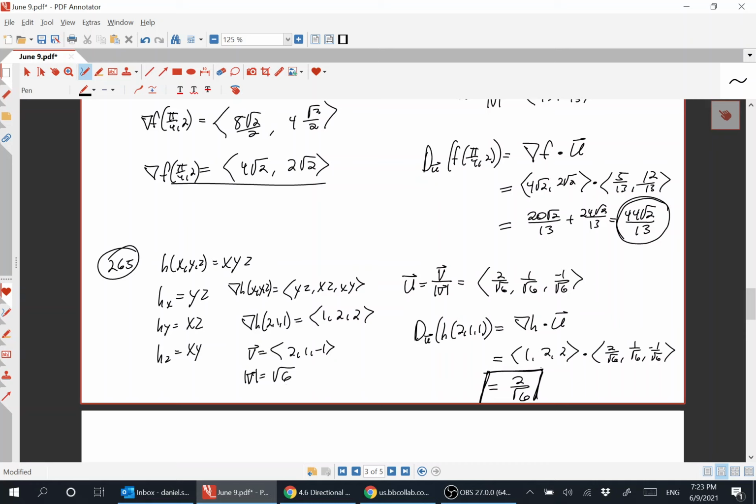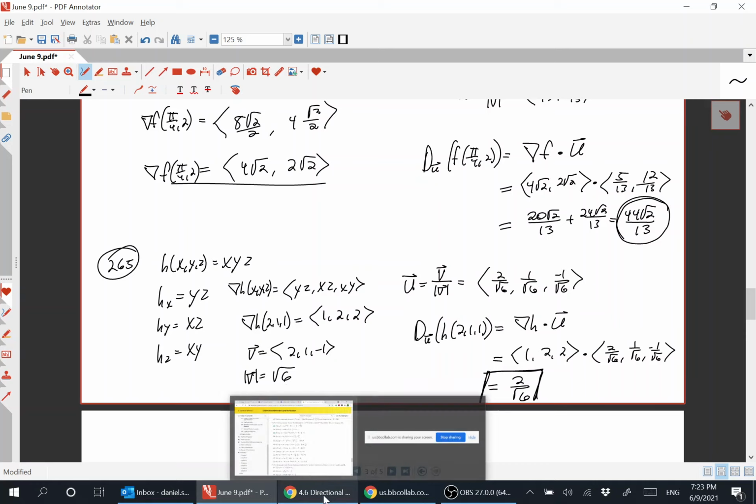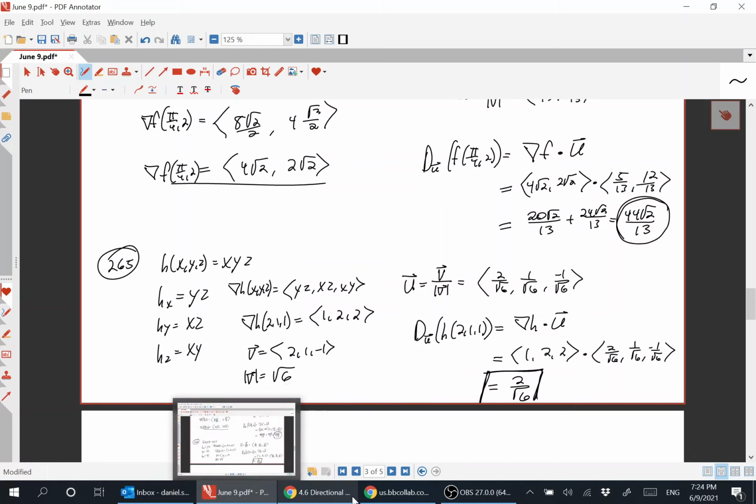I mean, this is for a two-variable function. This is for a three-variable function. It's a little bit difficult to describe geometrically. But geometrically, what is the directional derivative? Well, what is the partial derivative with respect to x? What does that represent geometrically? Would it be a point?